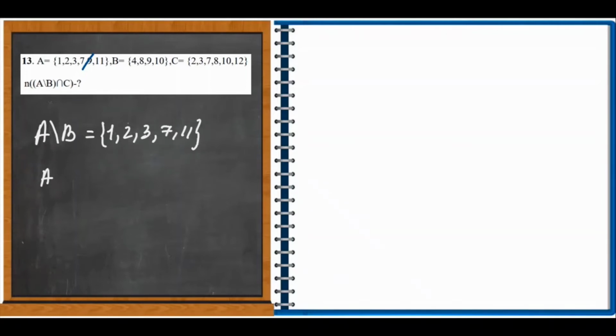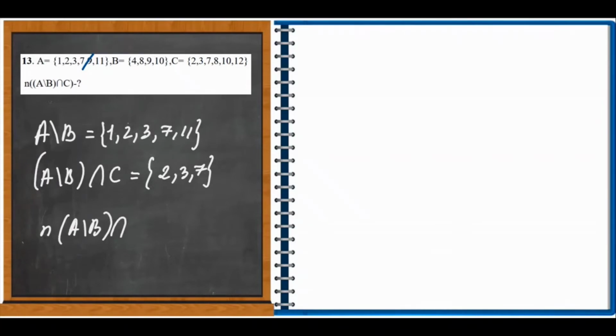Now, what is A minus B? Now we must intersect this with C. It's going to be the set. So what common elements they have here is 2, 3, 7. That's all. So 2, 3, 7. Let's write it. Now we must find the number of elements in this set, A minus B and intersection with C. It's going to be 3. So the correct answer is 3.